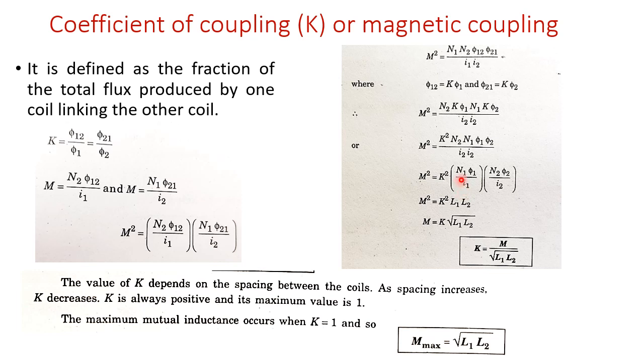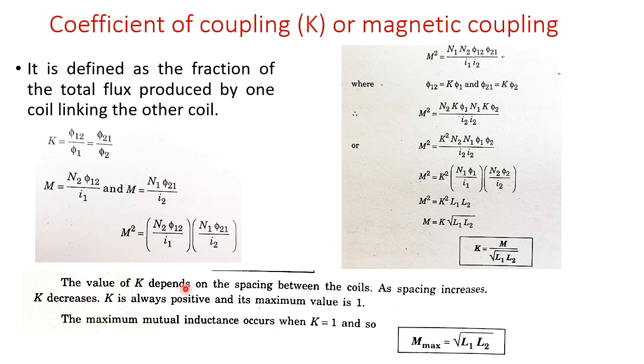Next, by simplifying, we get the self-inductances. Here you can see N1 phi1 by I1 is the self-inductance L1, and N2 phi2 by I2 is the self-inductance L2. Therefore, M square is equal to K square L1 L2. Taking the square root on both sides, we get M is equal to K into root of L1 L2. From this equation we can derive the expression for the coefficient of coupling K, which is M divided by root of L1 L2.